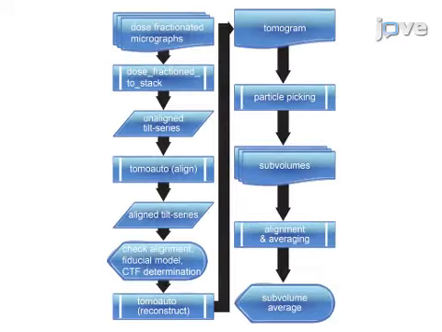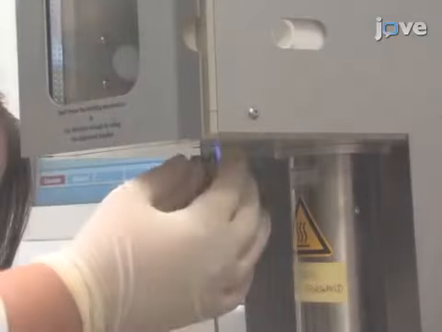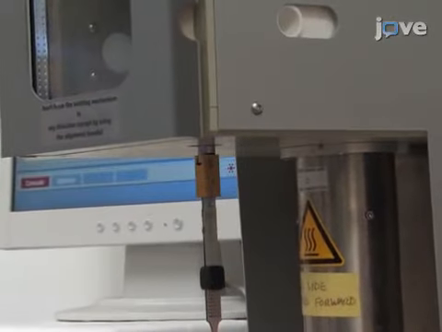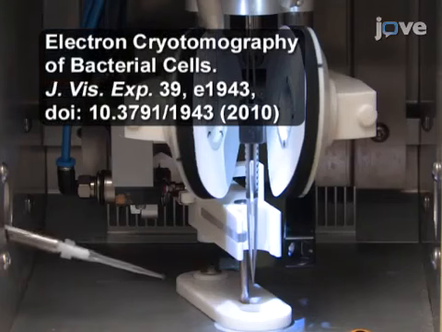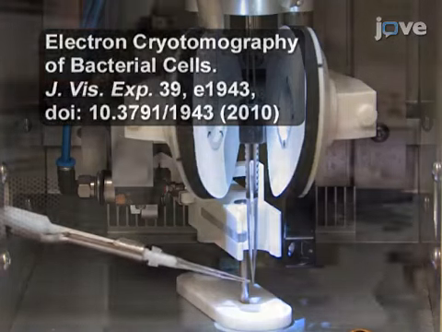In advance, consult the text protocol on preparing the Shigella flexneri minicells. Then, prepare the electron microscopy grids as explained by an existing JoVE publication and also documented in the text protocol.